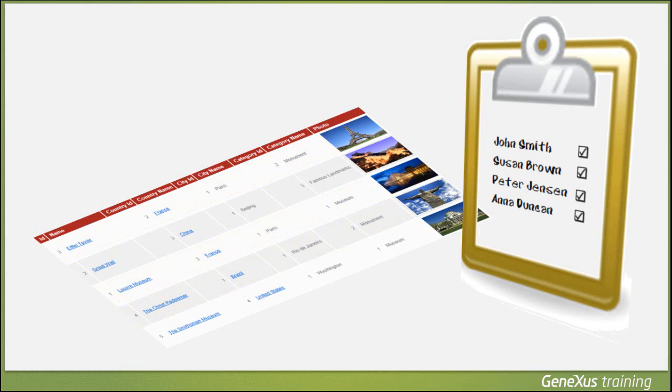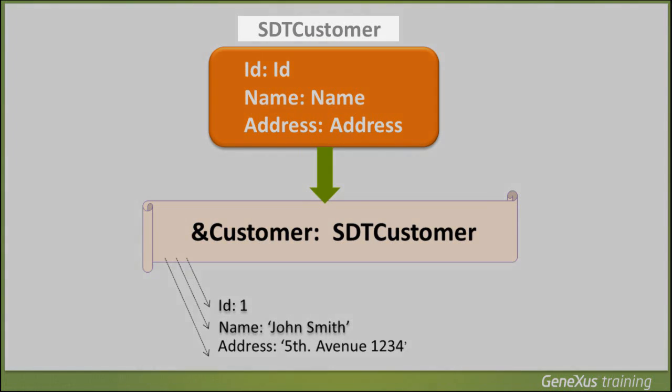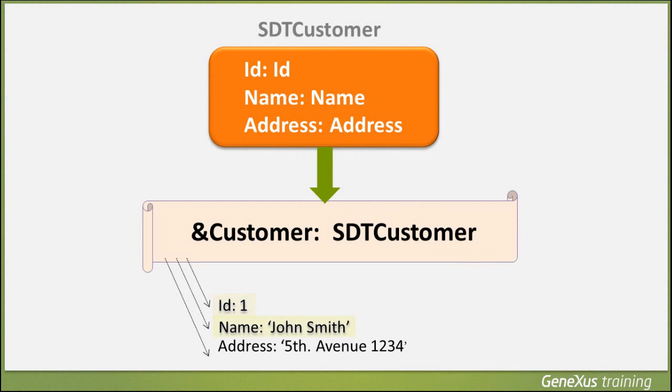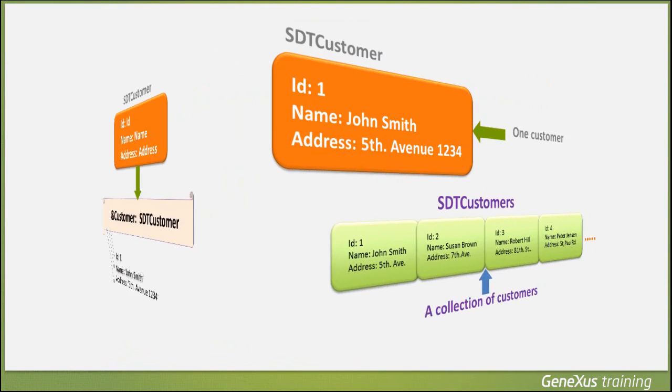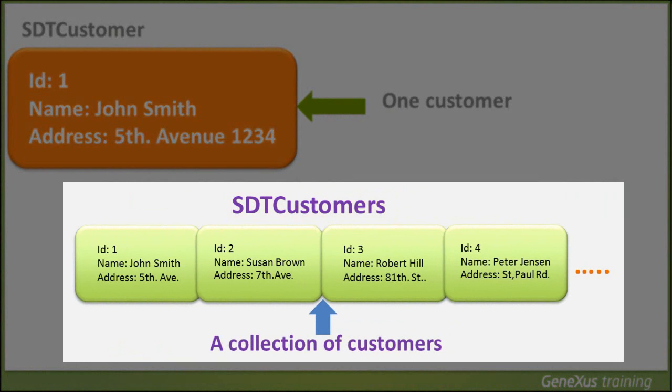To solve this kind of requirement, we must create a structure in memory capable of storing a collection of elements. We've seen that structured data types, as SDT customer in this example, enable us to define structures that store several data. In this graphical representation, we are then storing in memory the identifier, the name, and the address of one customer. To store several elements with customer data, we saw that we need to define a structured data type and indicate that it's a collection.